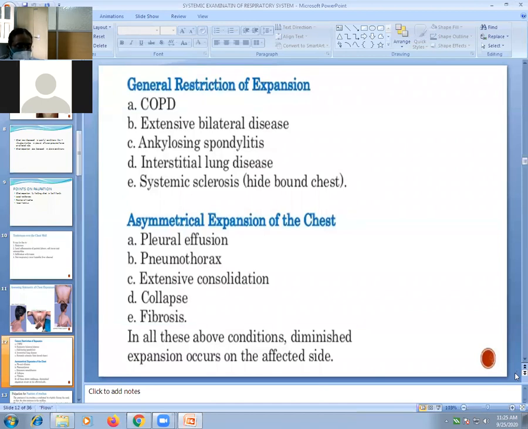So these are the diseases which cause decreased expansion of chest: pleural effusion, pneumothorax, collapse of lung, fibrosis of lung. These are the conditions in which there is decreased expansion of chest.